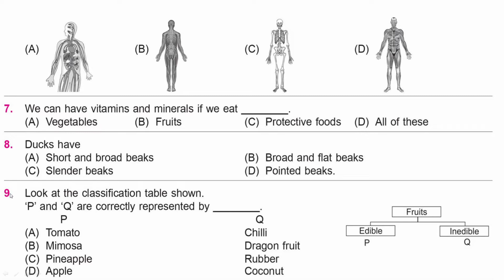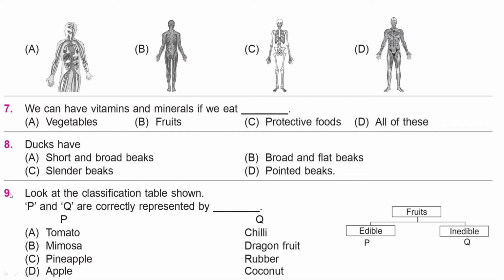Now come to the next question. Look at the classification table shown. P and Q are correctly represented by. You need to understand that fruits are divided into 2 parts, edible and inedible. You need to understand the correct combination of P and Q. Tomato and chili, mimosa and dragon fruit, pineapple and rubber, apple and coconut.